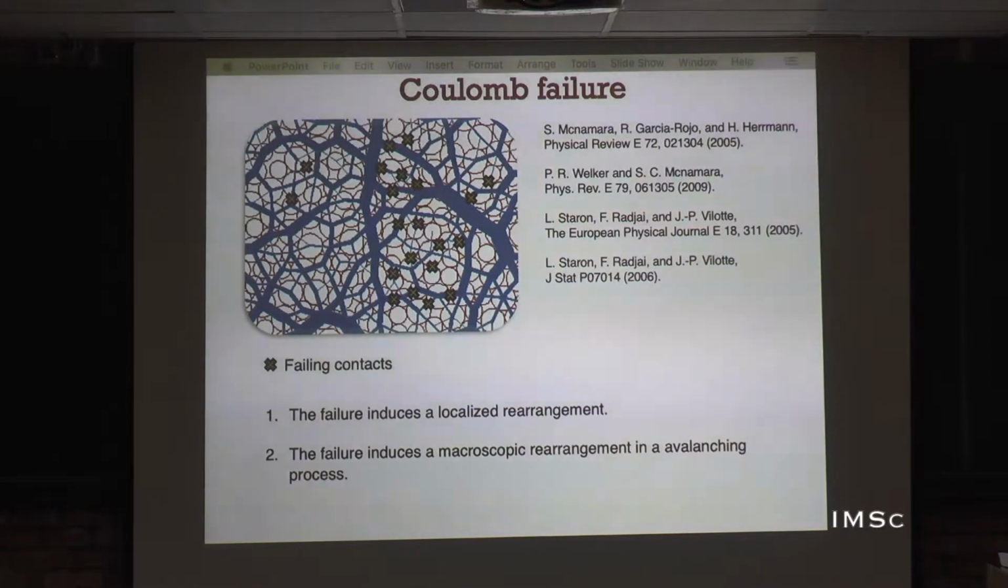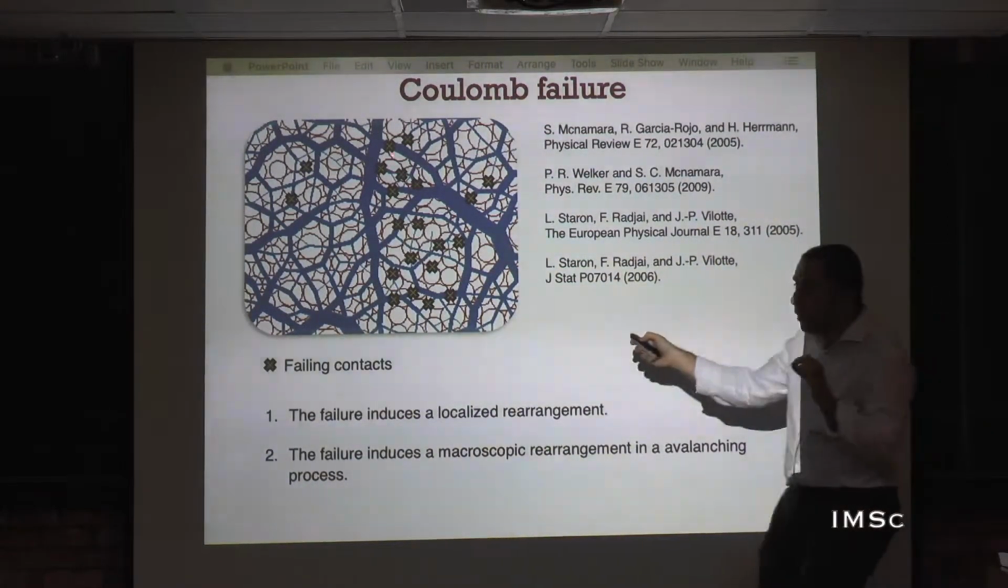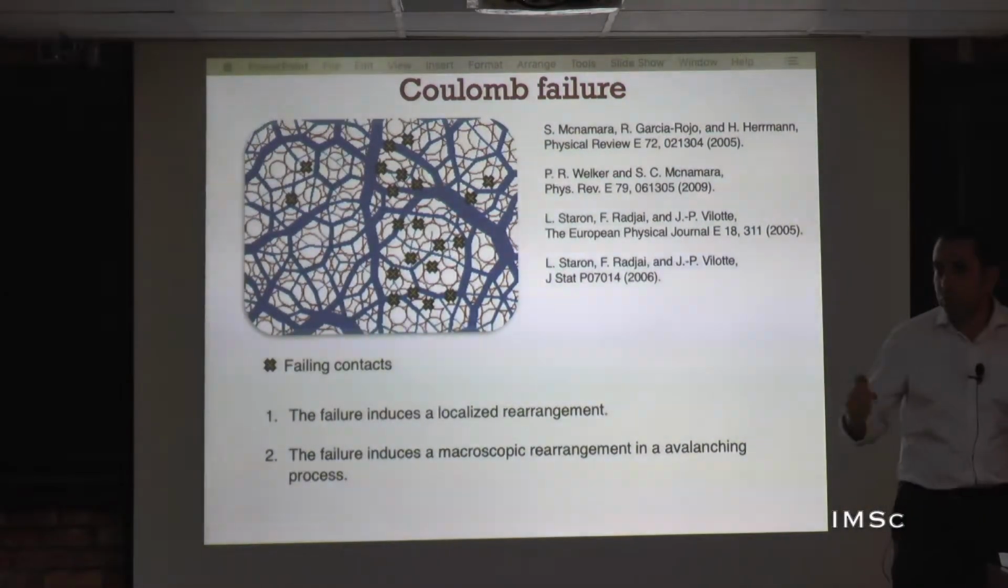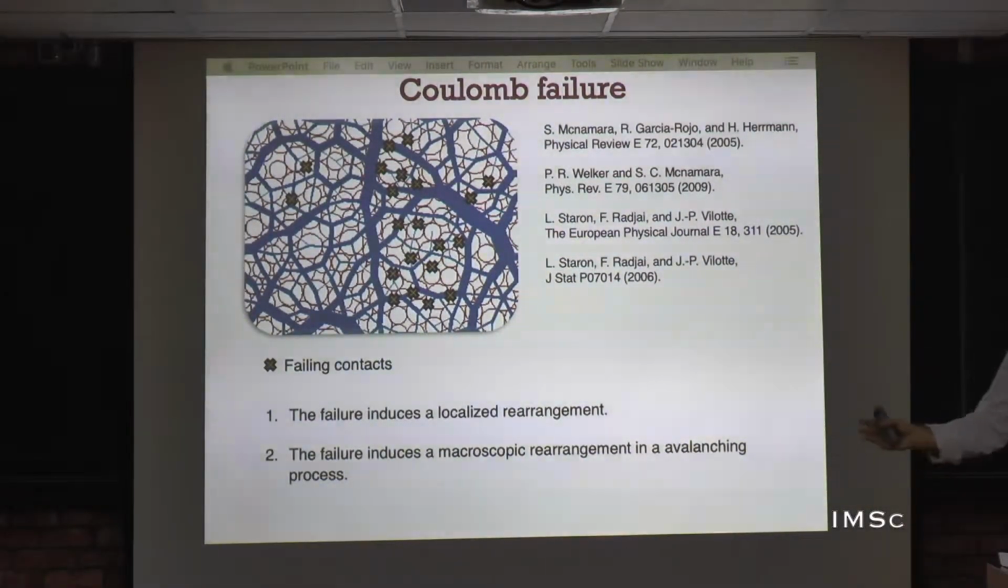And this was the suggestion. In this approach, the macroscopic failure is triggered by a localized event, which is a given contact failing because it reaches its Coulomb threshold. And this, in an avalanche process, is triggering the macroscopic failure.